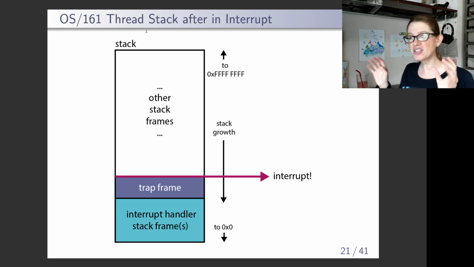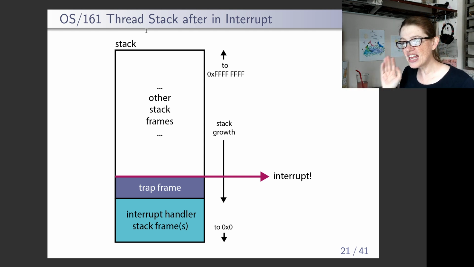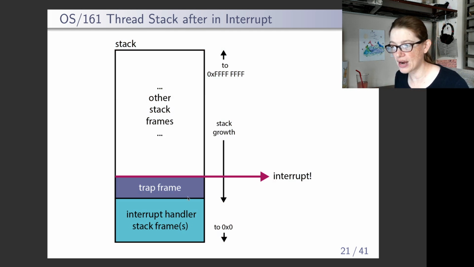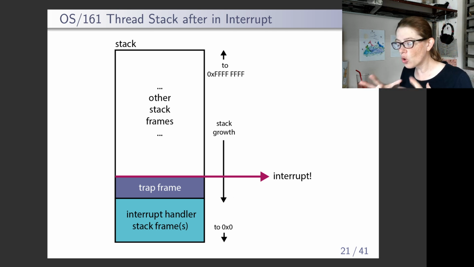The second the interrupt is fired, the CPU is going to switch to executing the interrupt handler. The first thing the interrupt handler does is it produces what's known as a trap frame. A trap frame is going to store the value of every register.